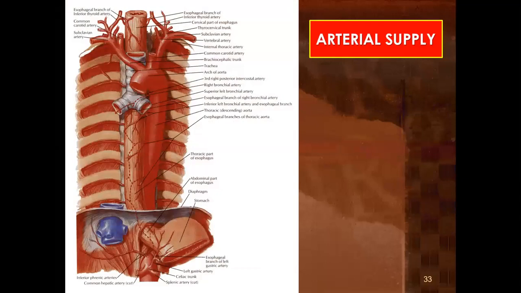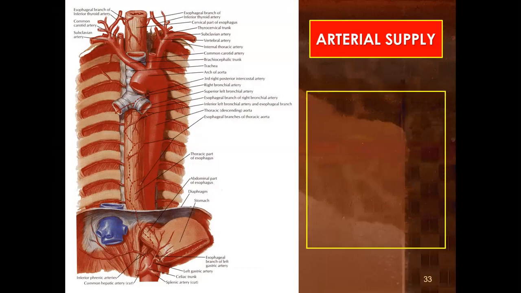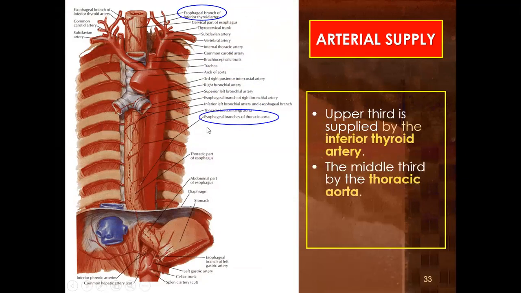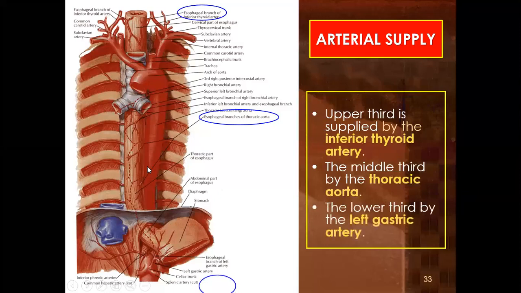Now coming to the arterial supply, the blood supply of the esophagus. Because it is a long tube, it is supplied by different arteries at different levels. In the neck, it is supplied by the inferior thyroid artery, as in the picture here. In the middle third, it is the thoracic aorta, which gives multiple esophageal branches. In the abdomen, it is supplied by the left gastric artery. So these are the three arteries which supply the esophagus.